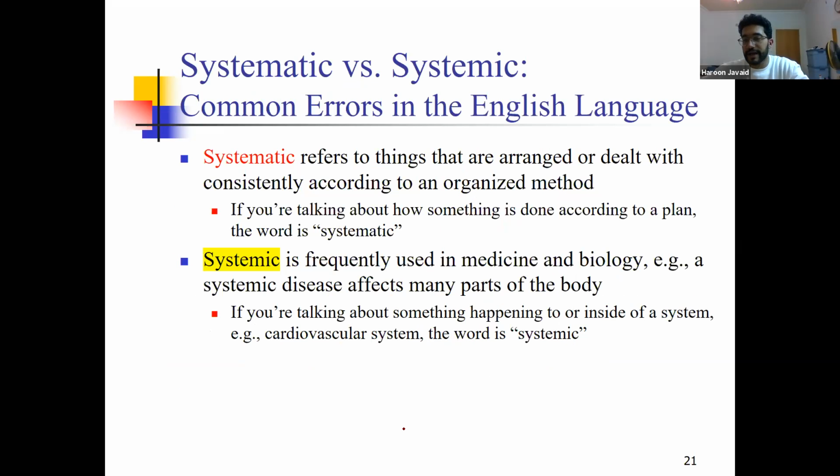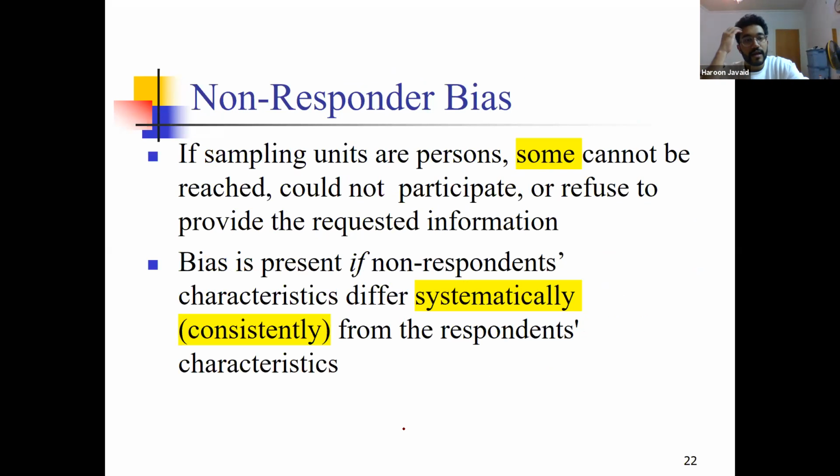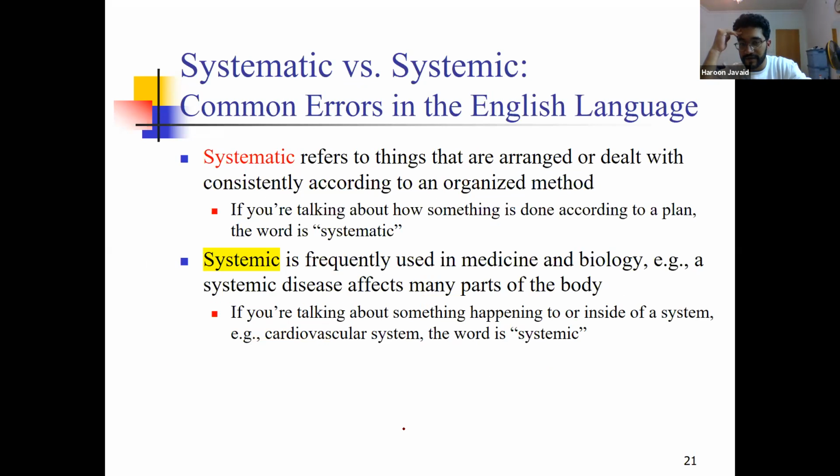Systematic versus systemic. Okay, just read it through. Systematic means that it's arranged or dealt with consistently according to an organized method. Systemic basically means you have a systemic infection or something. It's a word of biology, not statistics. Systemic infection means that multiple organs are being affected at the same time.